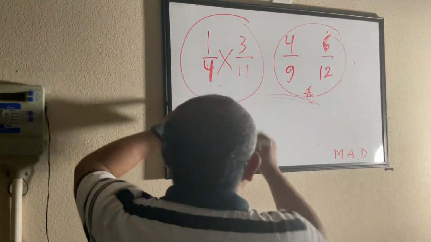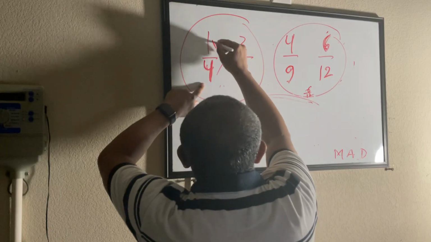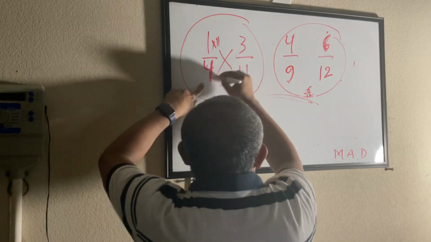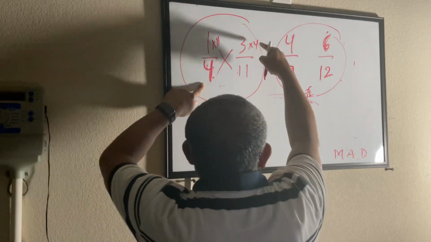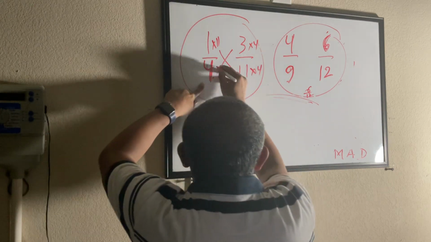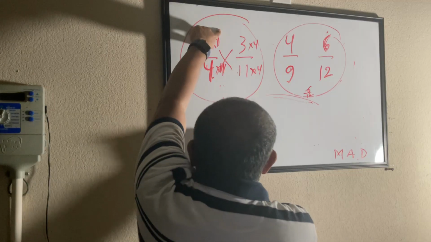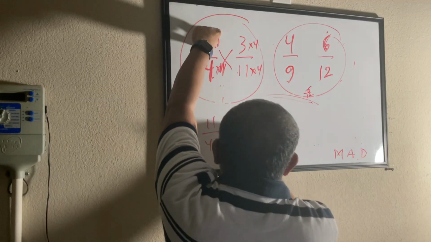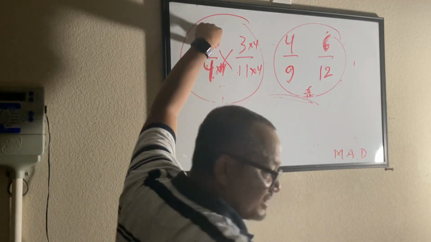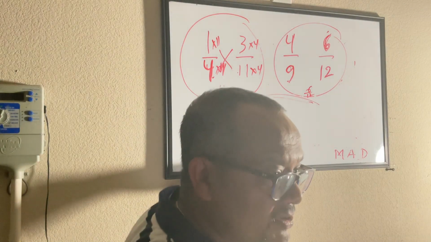Now, same thing here. You will put 11 here and you will put 4 here. When you put a 4 here, you have to put it here also so that you can do tic-tac-toe. So this becomes 11 by 44. This becomes 12 by 44. See? No doubt, no confusion.